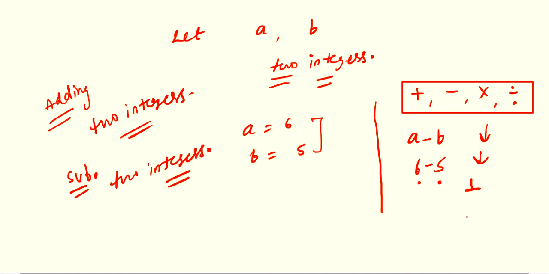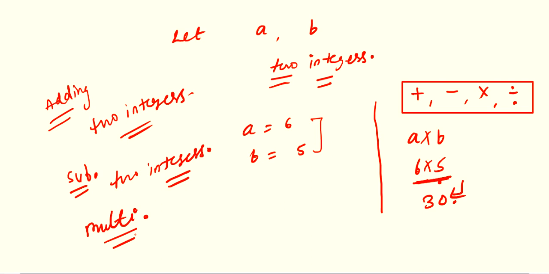Clear? Then next is multiplication. a into b, that means 6 into 5, and 6 fives are 30. 6 and 5 are both integers, and our answer 30 is also an integer. So whenever we multiply two integers, we again get an integer as our answer.